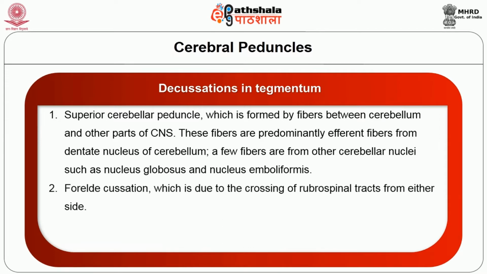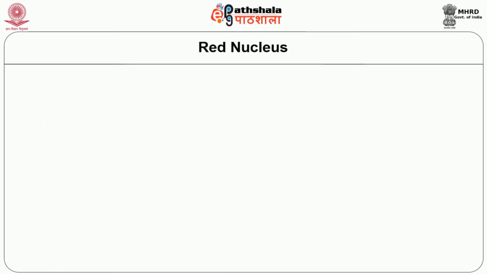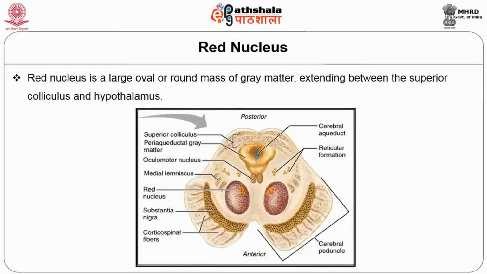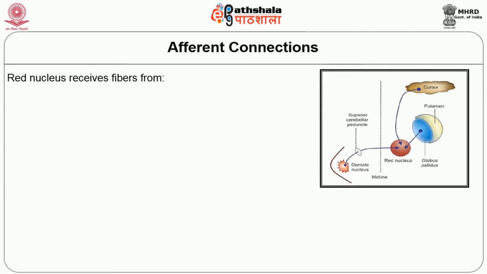The fountain decussation is due to the crossing of rubrospinal tracts from either side, and the minute decussation is due to the crossing of the medial longitudinal bundle that is formed by efferent fibers of the third, fourth and sixth cranial nerves. We are moving on to the red nucleus. It is a large oval or round mass of grey matter extending between the superior colliculus and hypothalamus. Now, it has afferent connections and efferent connections, which are given in figures 3 and 4.